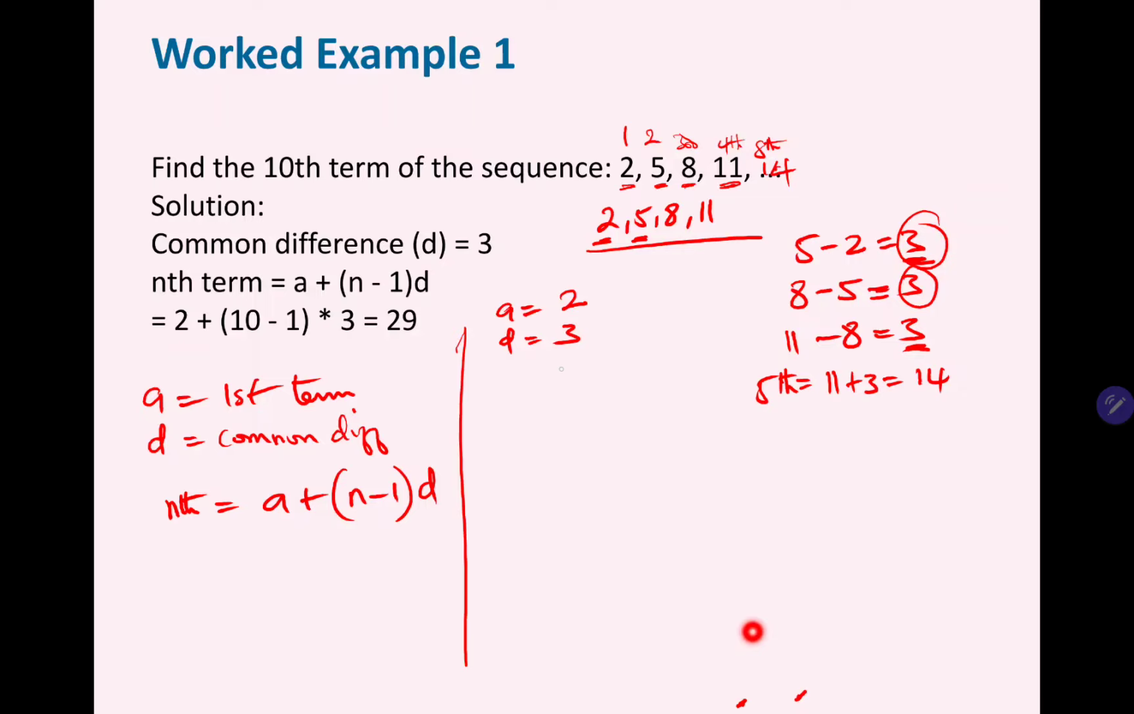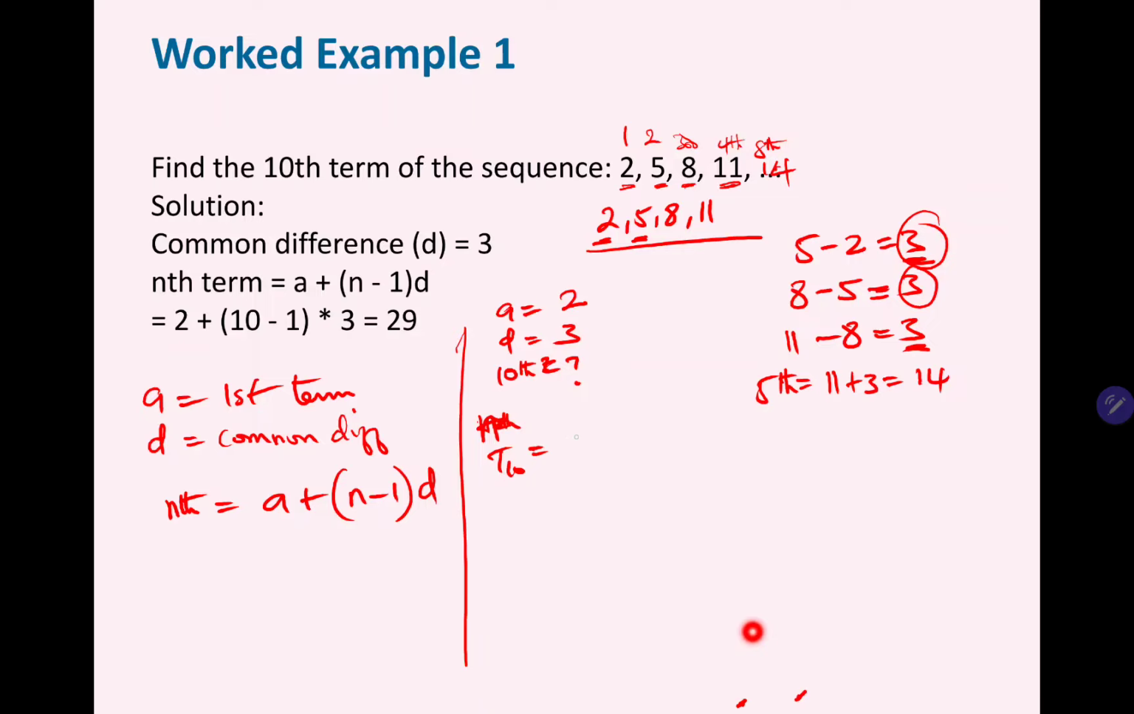And so we're looking for the 10th term. The 10th term, we don't know what it is, okay? So what we can say is the 10th term, or n, we can denote it by T10, is equal to what?